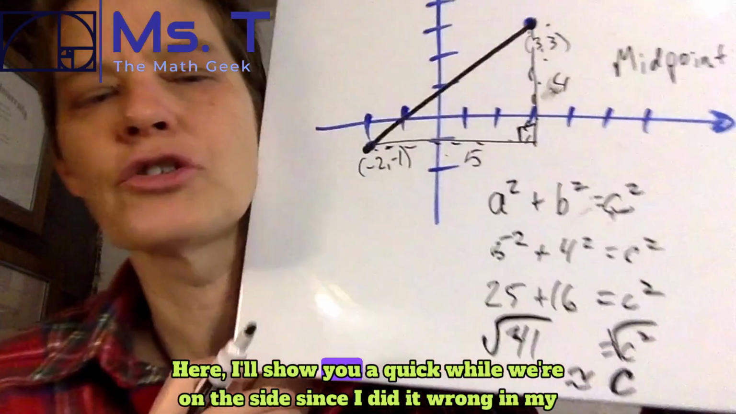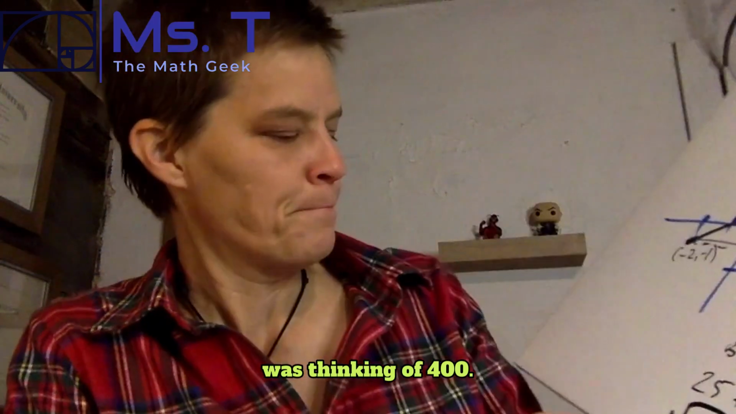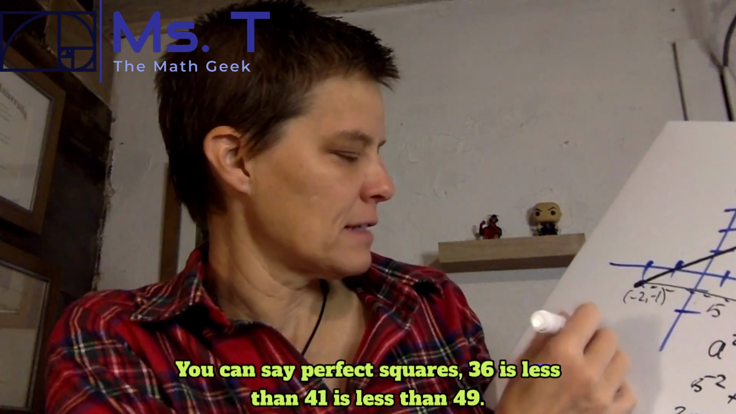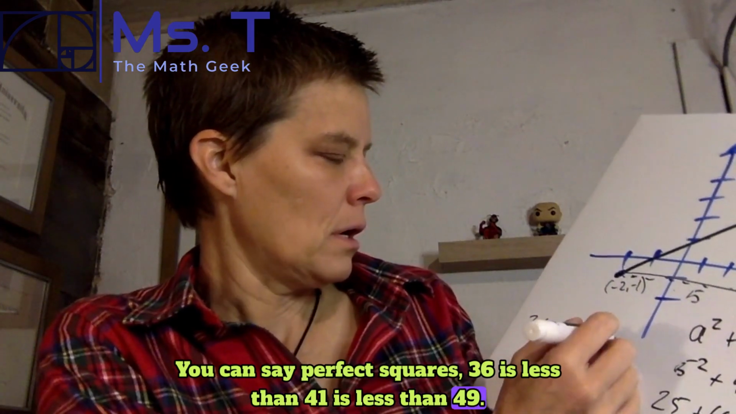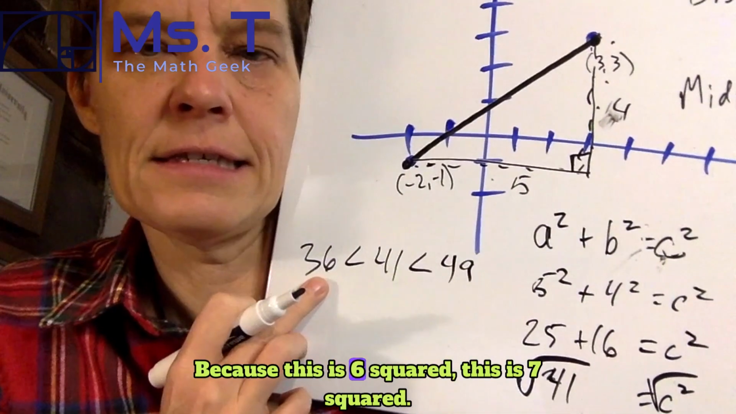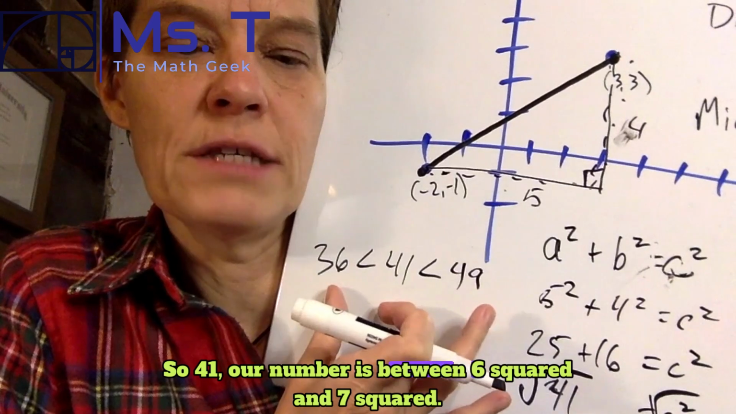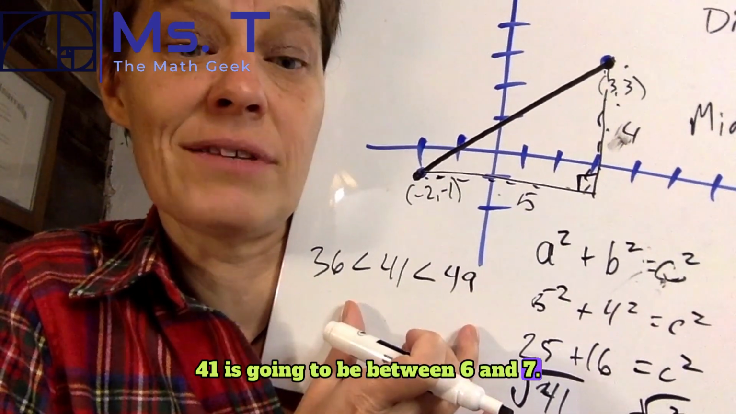Here, I'll show you a quick aside, since I did it wrong in my brain. I was thinking of 400. You can say perfect squares: 36 is less than 41, which is less than 49. Why do I write that? Because this is 6 squared, this is 7 squared, so our number 41 is between 6 squared and 7 squared, so the square root of 41 is going to be between 6 and 7.